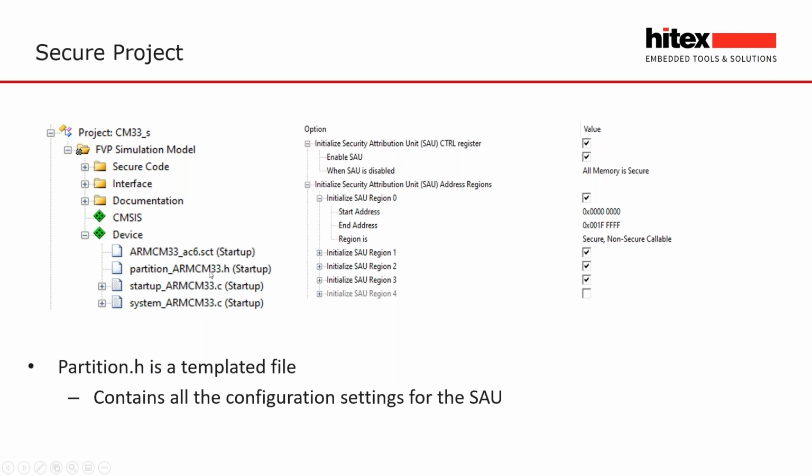Now the partition file is again one of these templated files. So underneath this template is a set of hash defines. So here we can go through and we can configure each of the security attribution unit regions, a start address, end address, and the type of region that we want it to be, secure or non-secure callable. Then we can enable it so that as soon as configuration is finished, we have a partitioned chip.